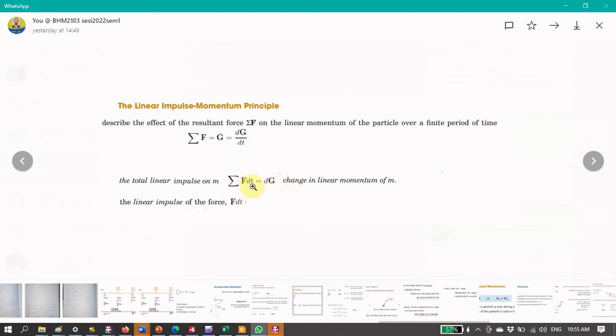A single force acting for a finite period of time is called the linear impulse of the force. In mathematics, it is quantified by that single force times the duration that this force is applied to the particle.